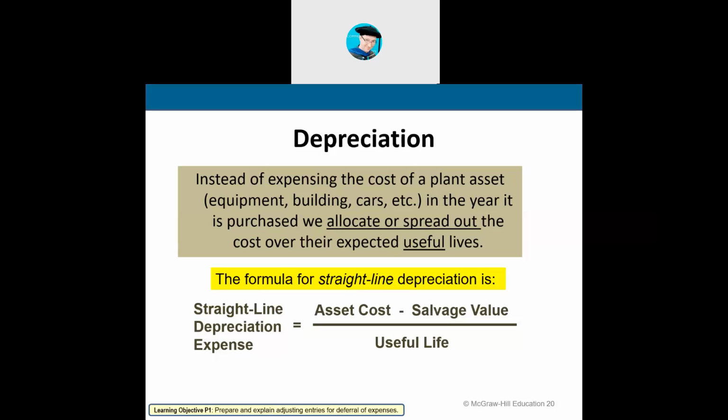So 25,000 minus 0 divided by 5 years is $5,000 per year of depreciation for a total of 5 years. So $5,000 would be my depreciation expense each year for 5 years. Now remember, the concept of depreciation means we're losing value over time of our asset because it's losing its useful life.